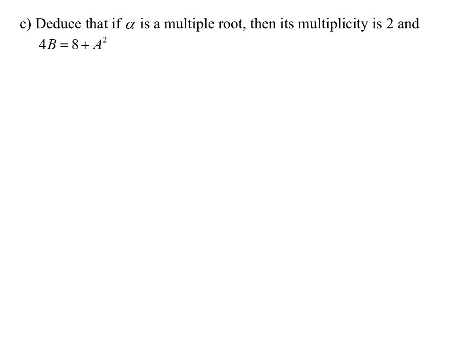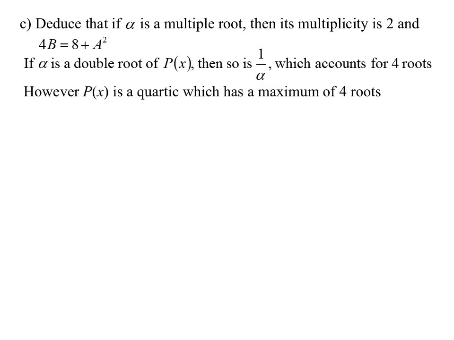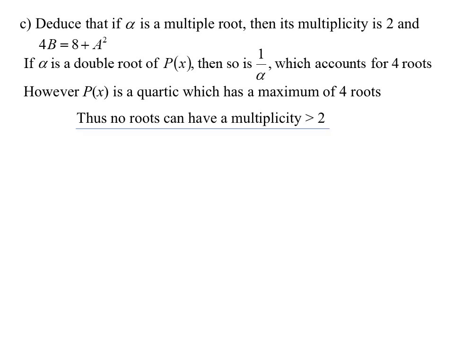Remember, we just said that if alpha is a root, then 1 on alpha is a root. So every time we see alpha, we see 1 on alpha. Therefore, if alpha is a double root, 1 on alpha is a double root, because if alpha appears twice, 1 on alpha has to appear twice. That now tells us 4 of the roots, but it's a quartic. It has a maximum of 4 roots.